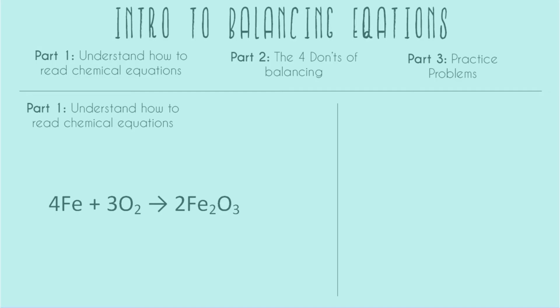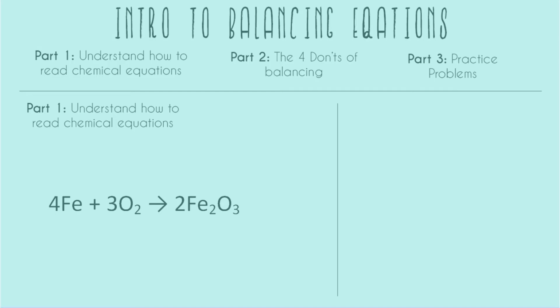So part 1 is just understanding how to read chemical equations. Part 2, I'm going to go over the 4 don'ts of balancing and basically explain what the steps are to actually balancing equations in general. And then in part 3, I'm just going to do practice problems, kind of drill those skills. So, all right, part 1. Just understanding how to read chemical equations.